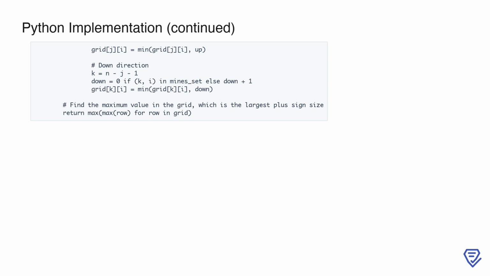Finally, to determine the size of the largest plus sign in the entire grid, we simply find the maximum value across all rows of the grid. This value is returned as the result, giving us the order of the largest plus sign that can be formed.